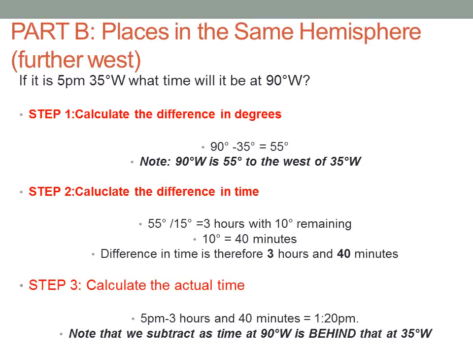So just to recap, part A, we calculated the time of places ahead and behind of Greenwich. Places ahead, you add the time to Greenwich. Places behind, we subtract the time from Greenwich. For the calculation of time in places in the same hemisphere, for those in the east, we continue to add after we found the difference in degrees. And for the places in the west, we subtract after we have also found the difference in degrees. So, part C, calculating the time of places across hemispheres.